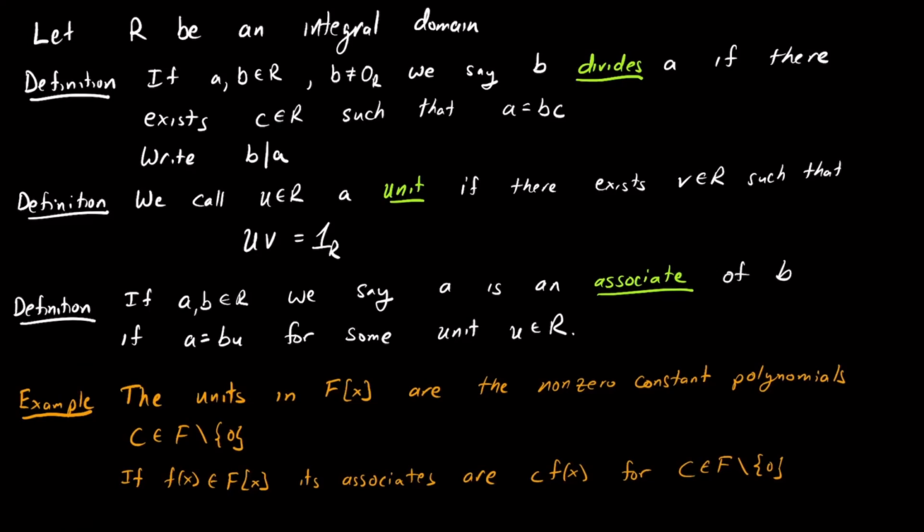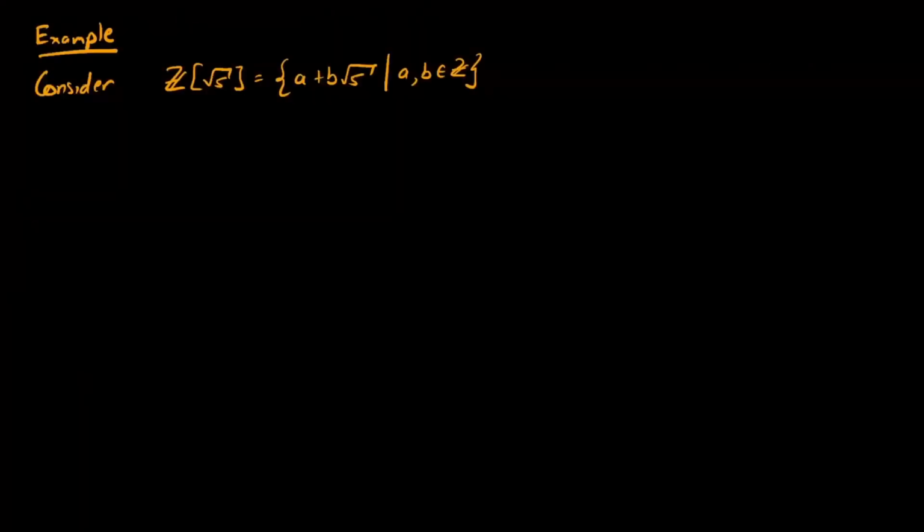I could take that polynomial and multiply it by any non-zero real number and get an associate of my original polynomial. Okay, so now let's consider a slightly more interesting example. I'm going to consider the ring Z[√5], whose elements are all of the form a + b√5, where a and b are integers, and this is a subring of the real numbers. Okay, so why is this ring weird?